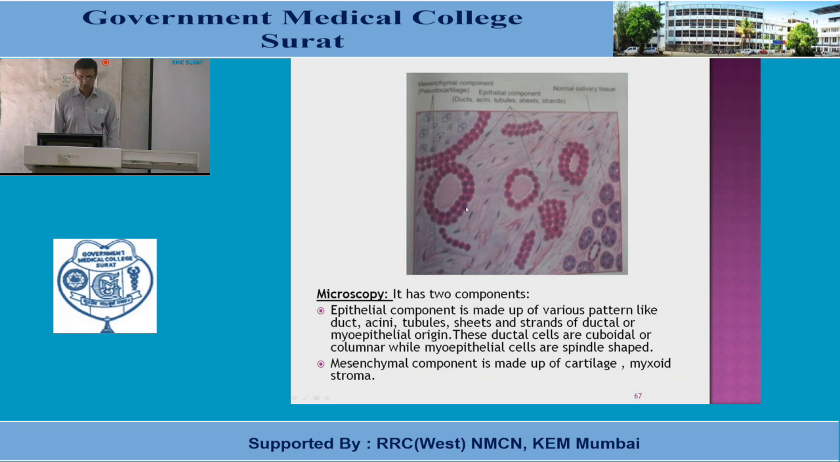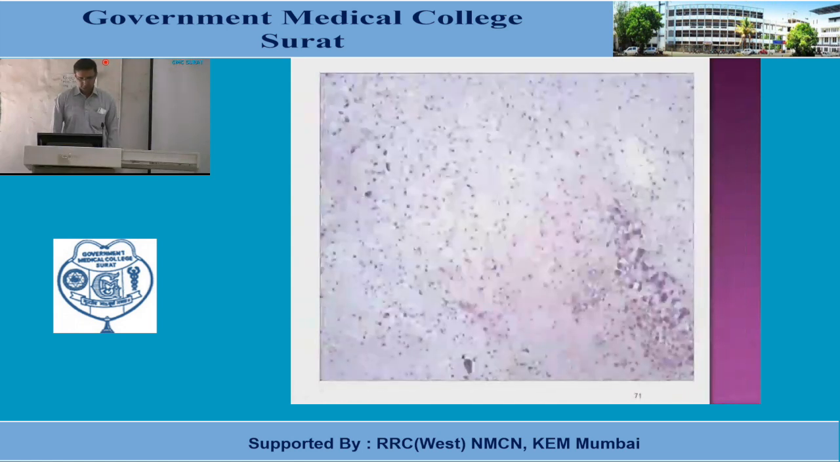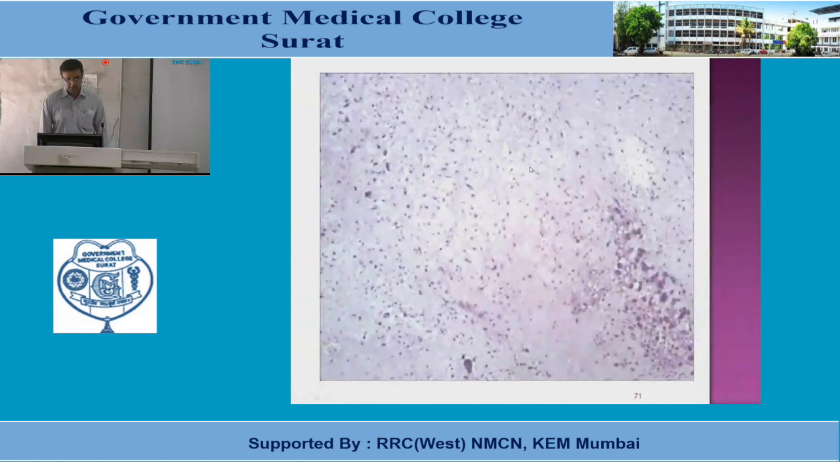So these all are ductal epithelial component, and these all are myoepithelial component. Mesenchymal component is made up of cartilage and myxoid stroma. So this is the cartilaginous and myxoid stroma of pleomorphic adenoma of salivary gland. See, this is the epithelial and myoepithelial component.